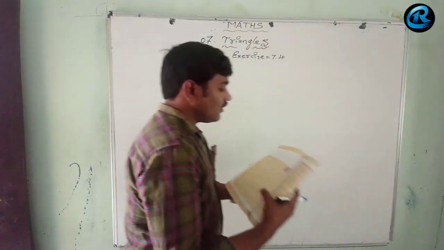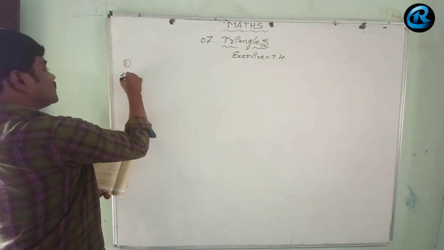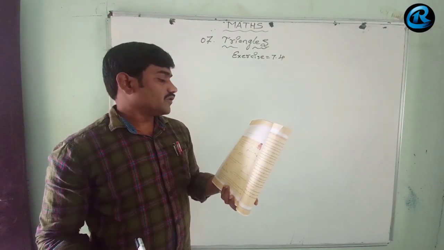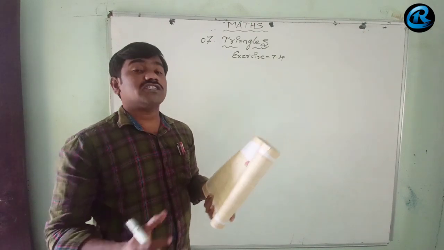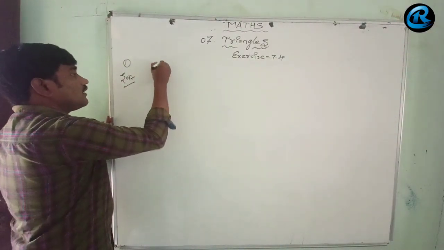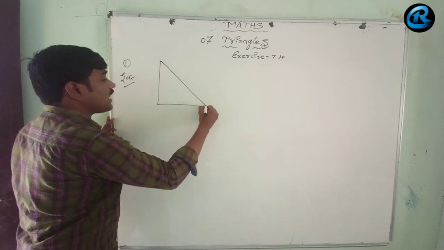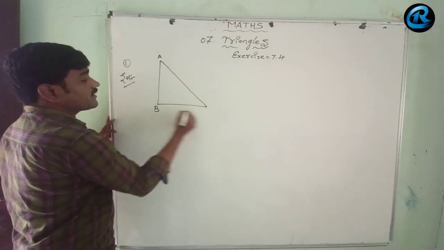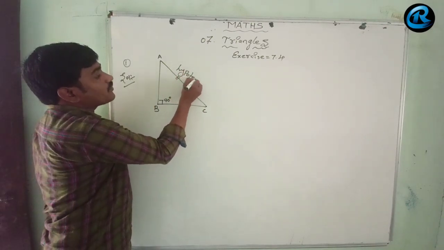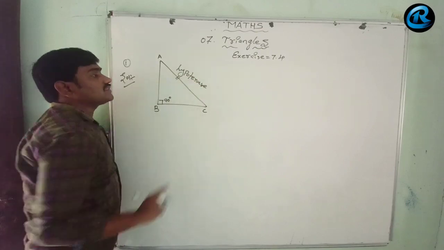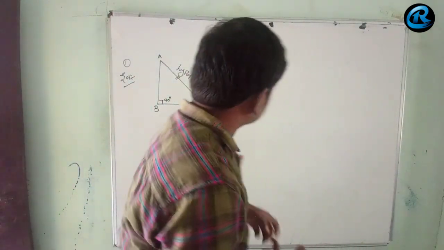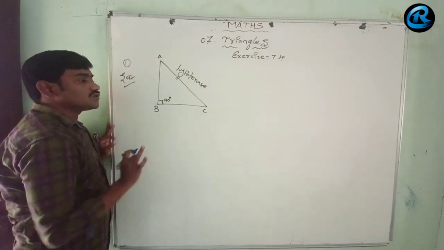In that, question number 1, solution. What is question number 1? Show that in a right angle triangle, the hypotenuse is the longest side. We already know that in a right angle triangle the hypotenuse is the longest side, but we have to show it mathematically. So we'll show the proof. Here AC is the hypotenuse. We have to show that this hypotenuse AC is the longest side in triangle ABC. So how can we prove that? Let us go for that.